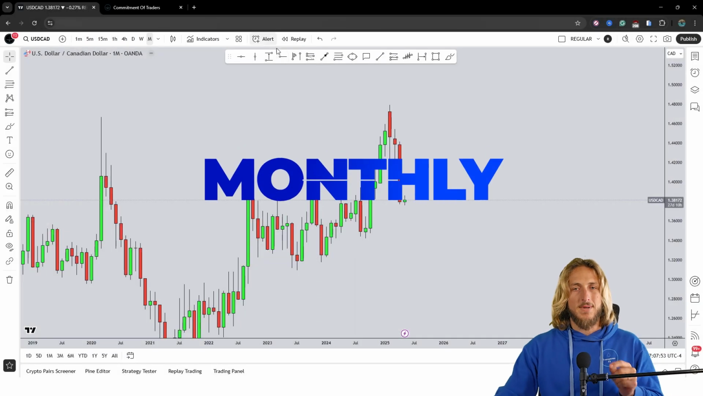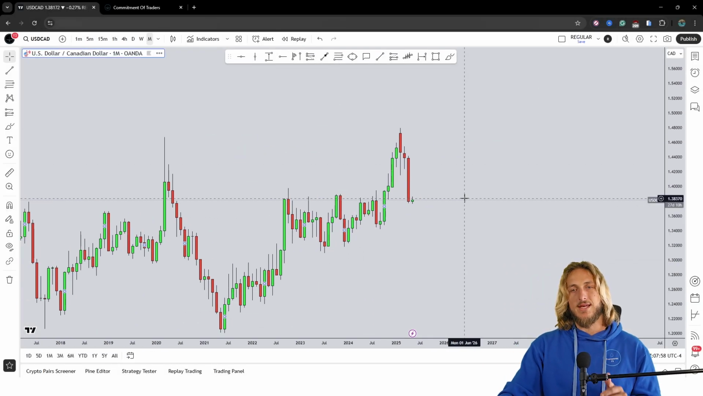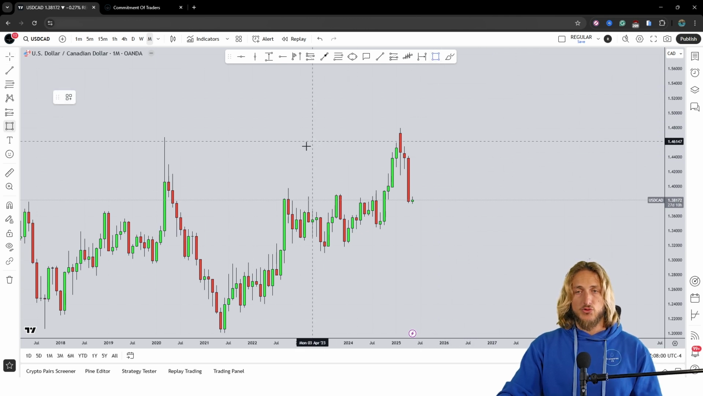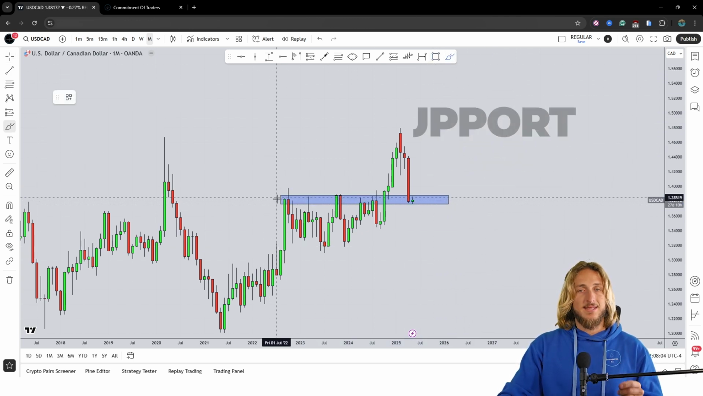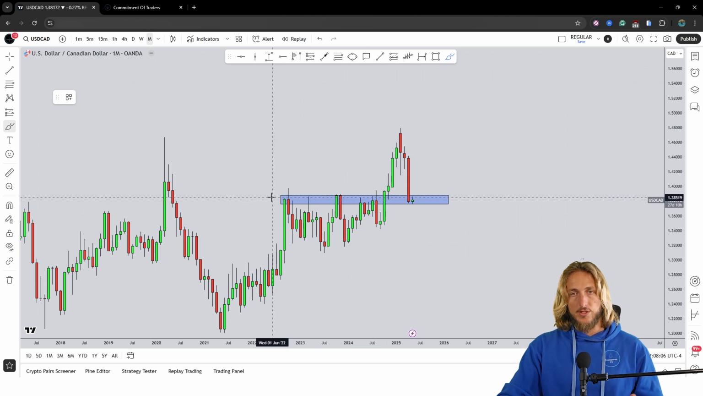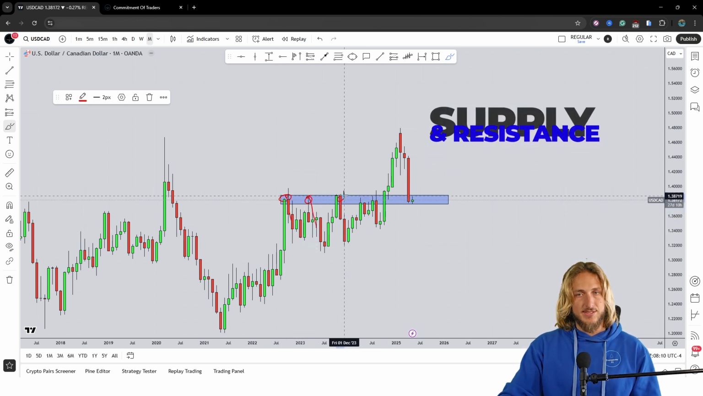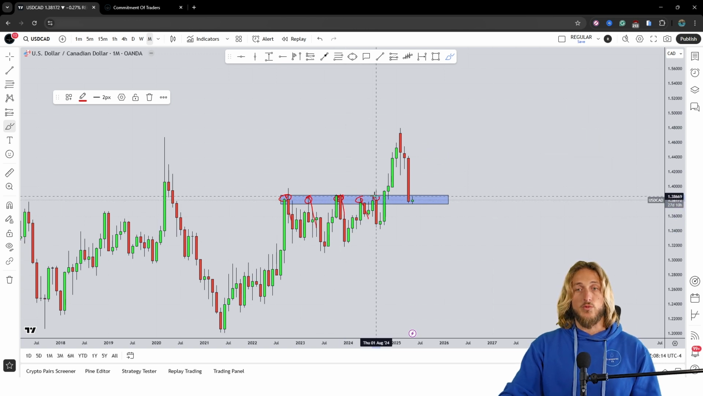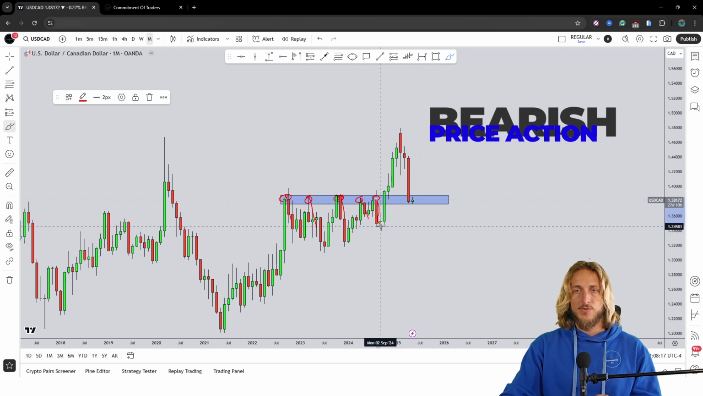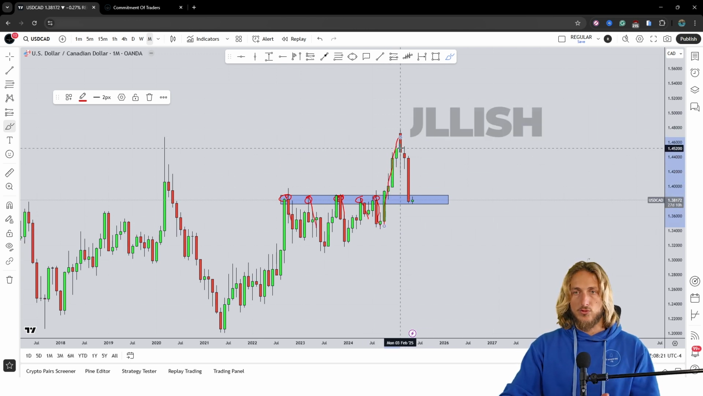Starting here from the monthly time frame, what we can notice is that we have a market which is currently retesting a quite strong historical demand and support zone. In fact, what we can notice is that in the past, for basically 2 years, this market has been acting as very strong supply and resistance. Every single time the market tested its zone, it immediately got rejected to the downside. However, we can now notice how the market has finally managed to break out to the upside.